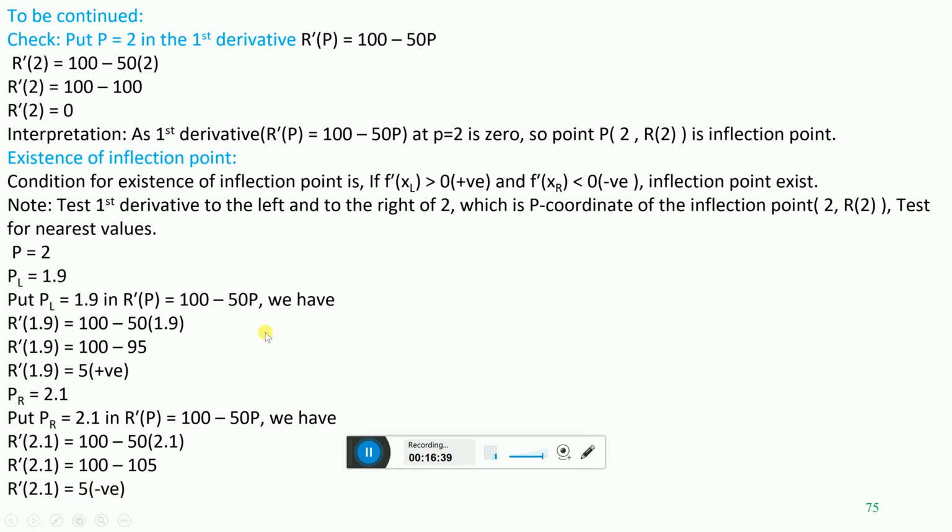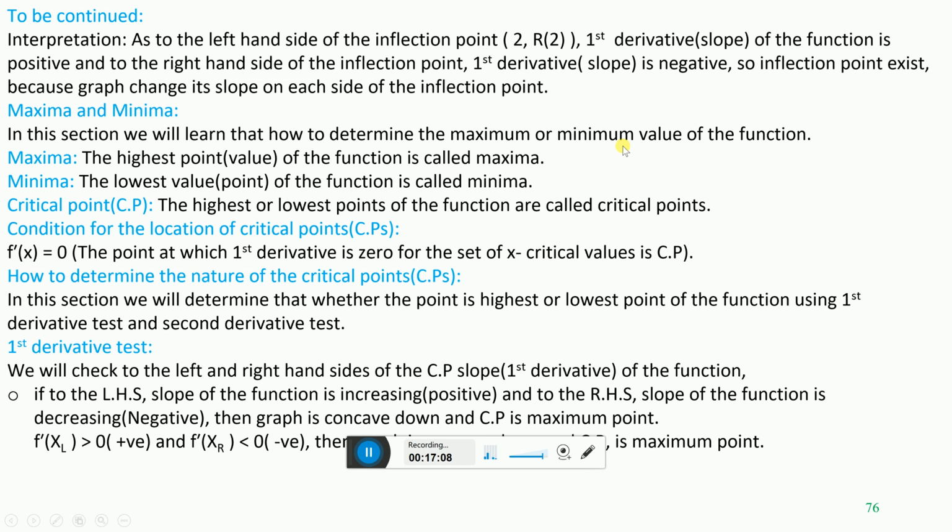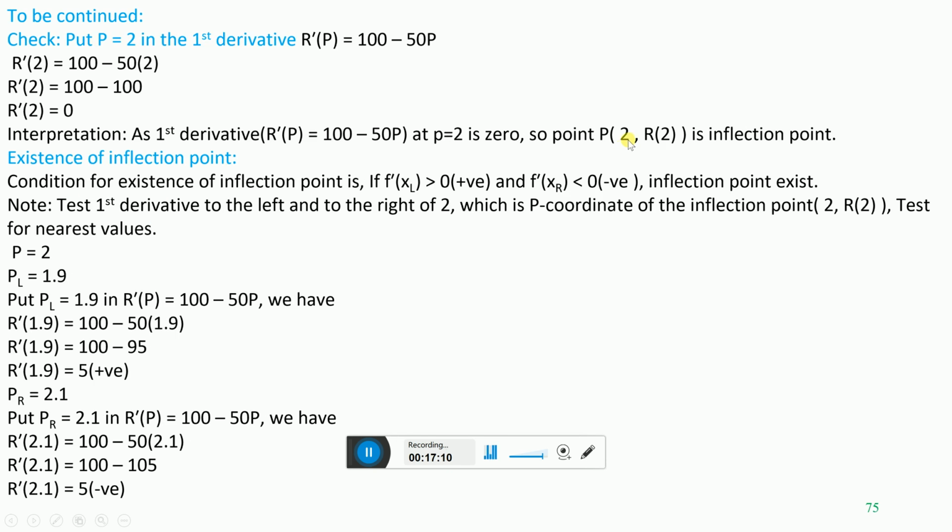So we check that the slope of the function to the left of 2, at the near value 1.9, is positive. The slope of the function is increasing; the first derivative is positive. And to the right of 2, at 2.1, the slope is decreasing. So at this point, 2 and r of 2, these are two values, one is x, the other y. This is P, this is revenue. So this means that to the left of 2, the graph of the function is increasing.